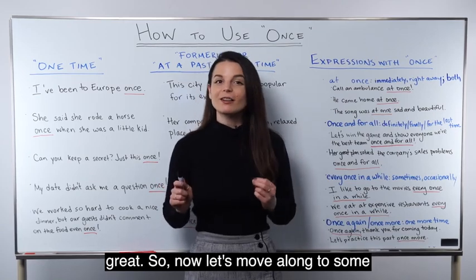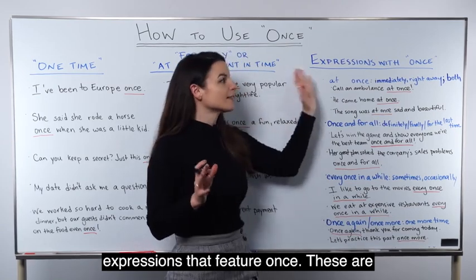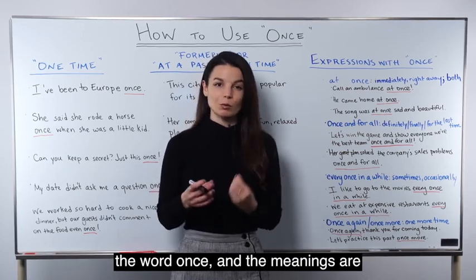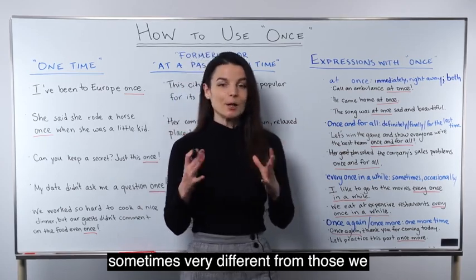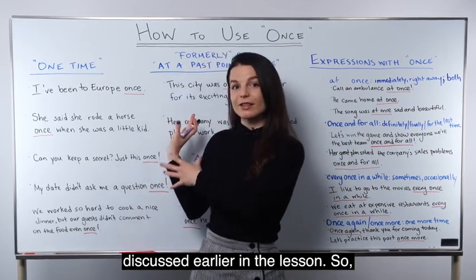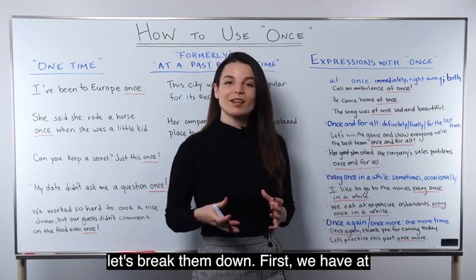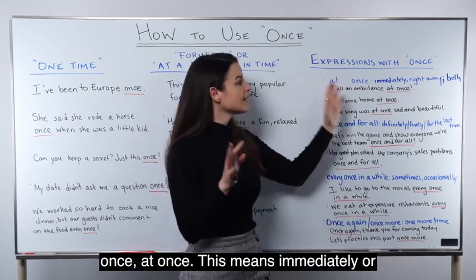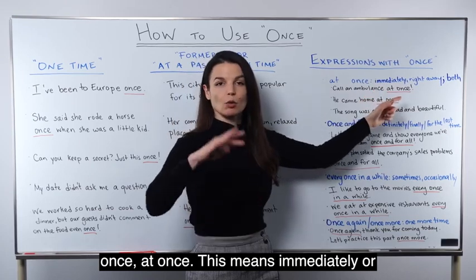Okay, great. So now let's move along to some expressions that feature once. These are some very common expressions that use the word once, and the meanings are sometimes very different from those we discussed earlier in the lesson. So let's break them down. First, we have at once. At once. This means immediately or right away.